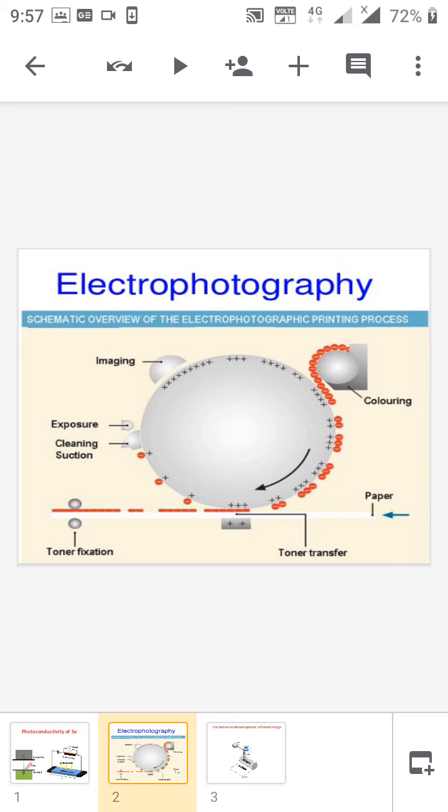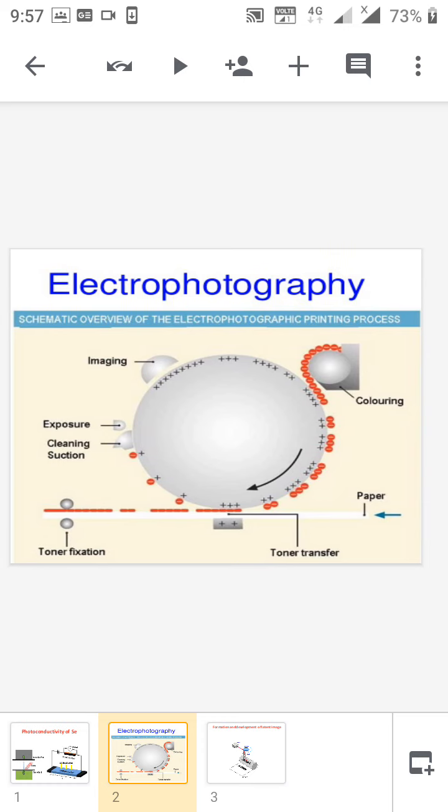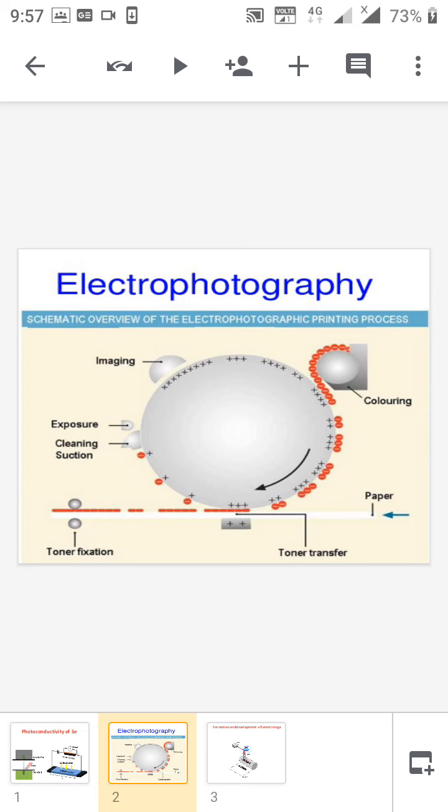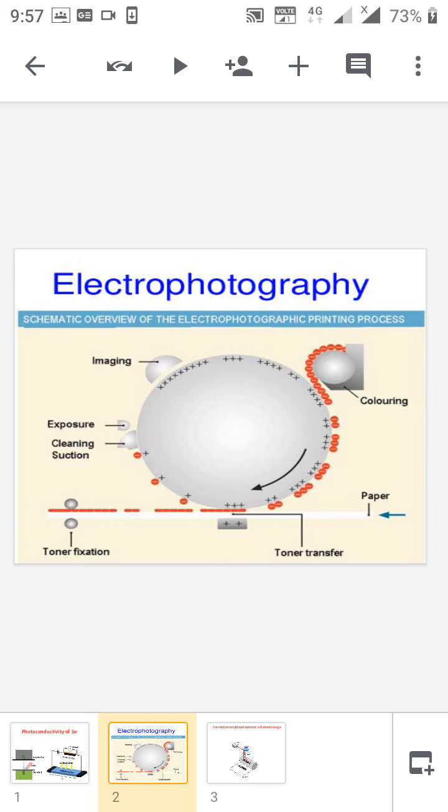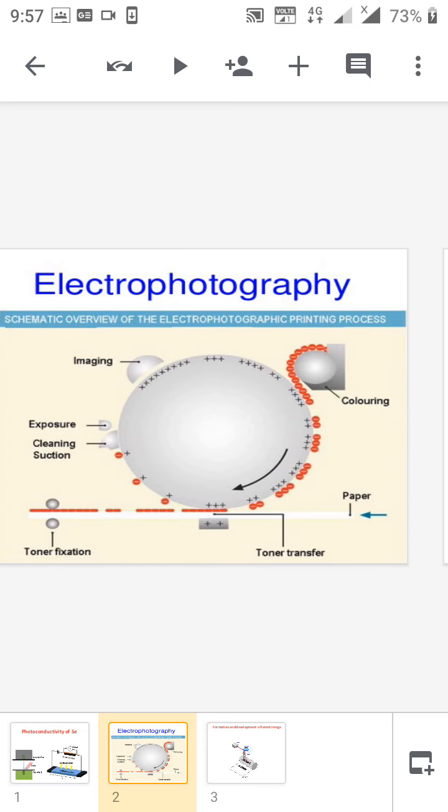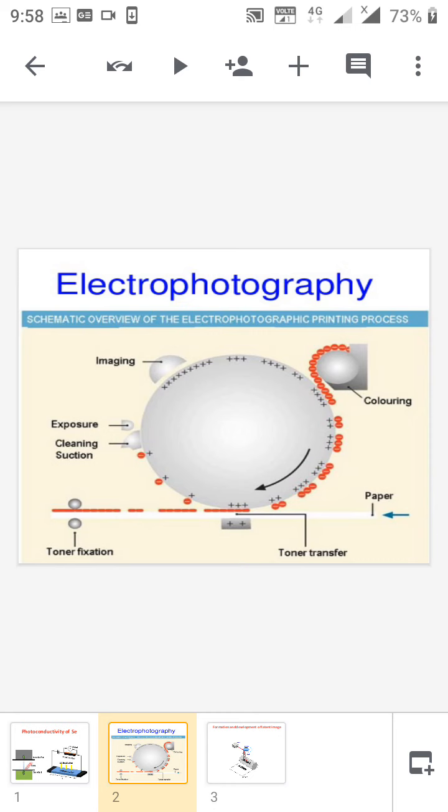We know that light only passes through the paper where there is no text or image. So the latent image is formed on the surface of the selenium or arsenic selenide, and the next step is the development of the latent image, in which the aluminium drum, on which the selenium is coated and our image is copied, is passed over charged toner particles.